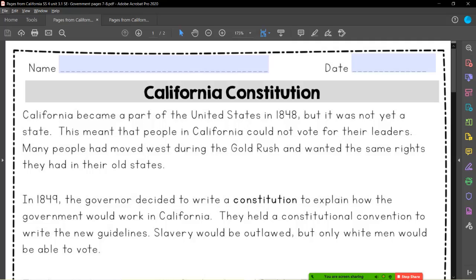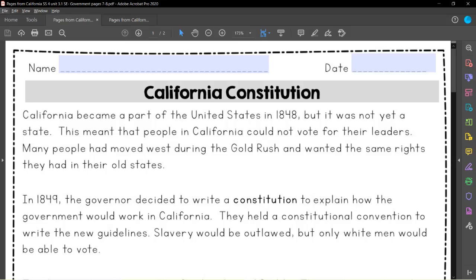For the California Constitution, we're going to start by putting our name and date at the top, and I'm going to read through this with you. So California became a part of the United States in 1848, but it wasn't yet a state. So it was part of the United States, but it wasn't its own state just yet. So this meant that people in California couldn't vote for their leaders yet.